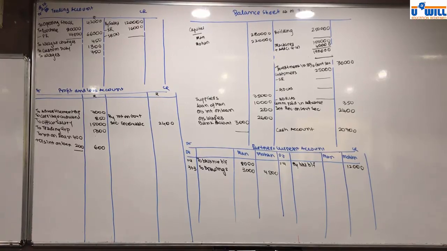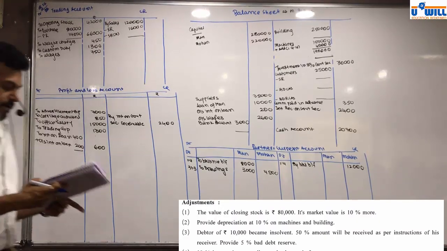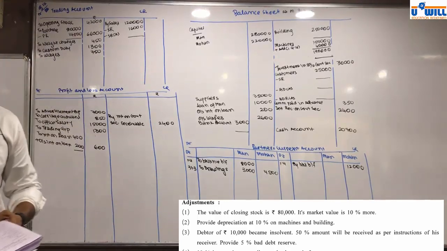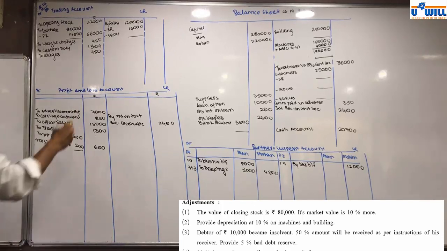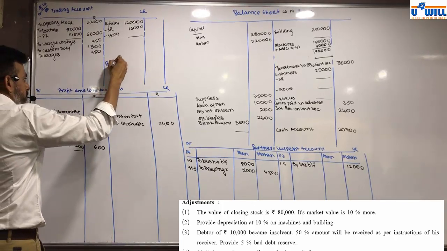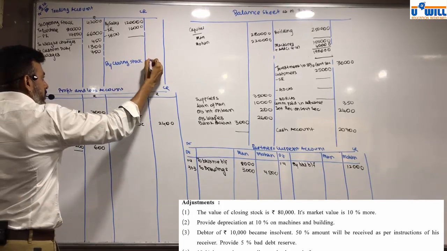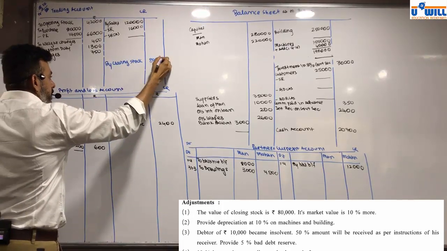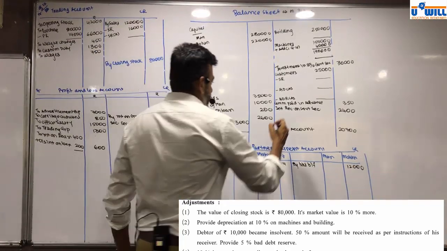क्या आएगा closing stock? The value of closing stock is 80,000. Its market value is 10% more. तो 10% से कोई फर्क पड़ता नहीं है. Buy closing stock $80,000. Second effect, balance sheet asset.